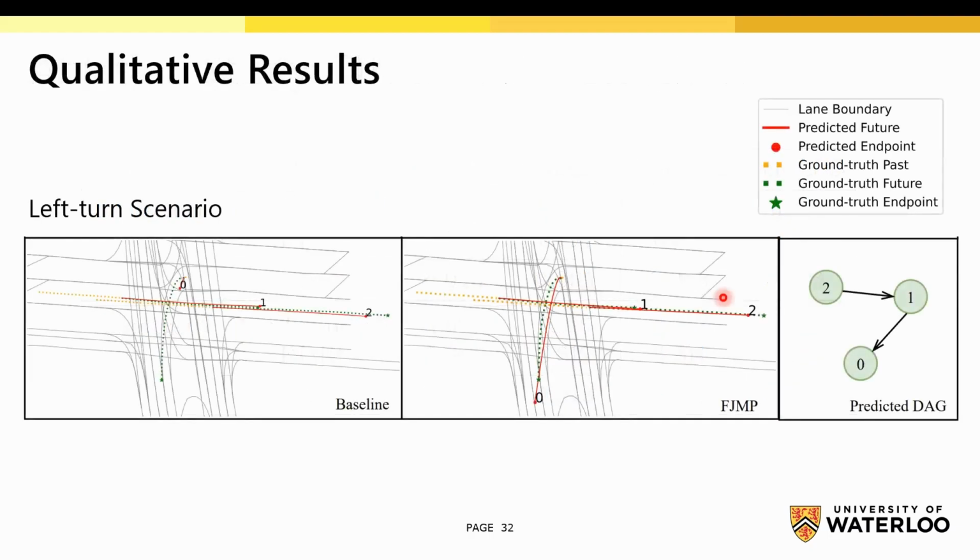And now for some qualitative results. Here we have an example of a left turn scenario where FJMP better handles the interaction between the left turning vehicle and the vehicles going through the intersection. In yellow, we have the ground truth past, green, we have the ground truth future, and red is the best prediction for each method. And we can see that FJMP captures this left turn mode, whereas the baseline misses it. And then we can see also in the predicted DAG that we have this influence of 1 on 0.